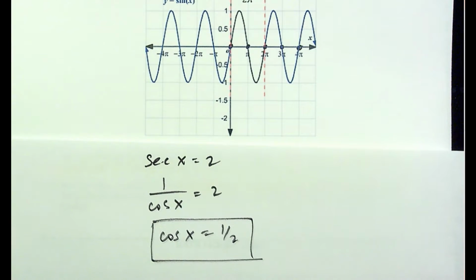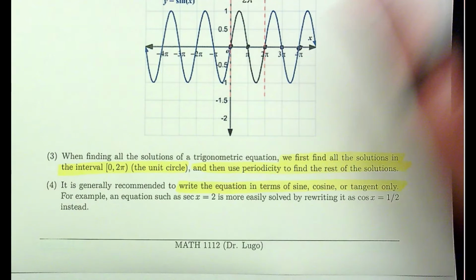All right, so let's solve the first example. It says find all the possible solutions of the equation cosine of theta equals a half. So we're going to find all possible values of theta in the equation cosine of theta equals a half.